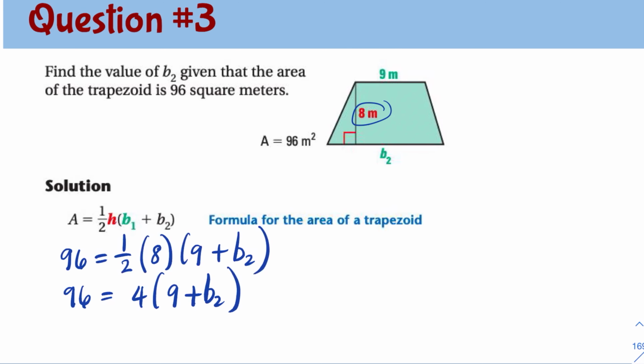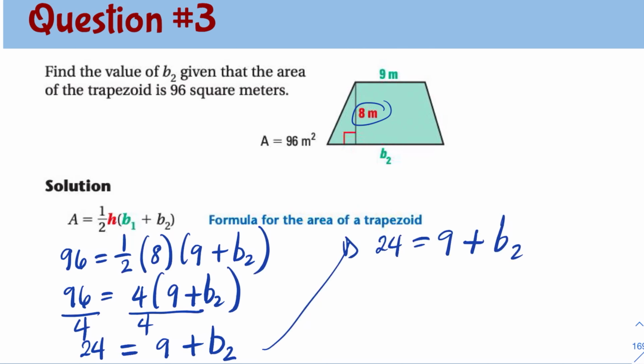In solving equations like this, we can divide first both sides by 4 to make it easier in solving for the variable inside the parentheses. So 96 divided by 4 is 24. So we have 24 is equal to 9 plus b sub 2.